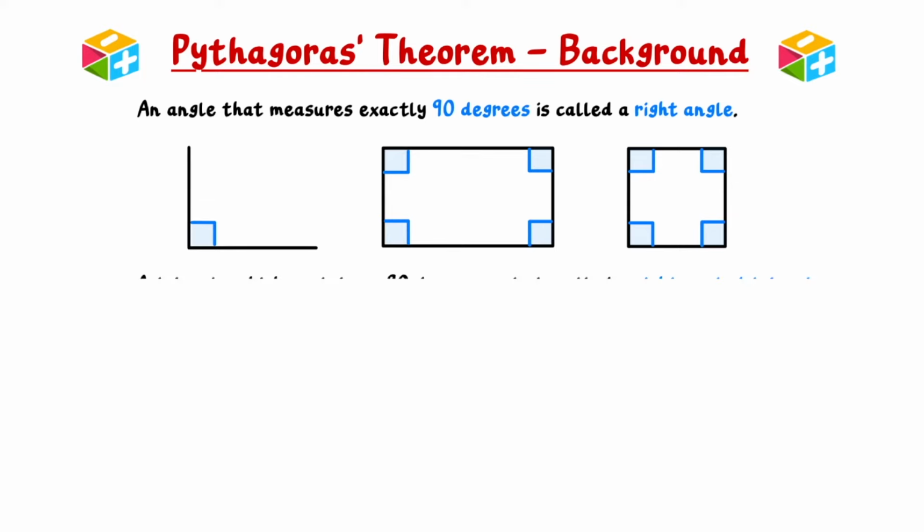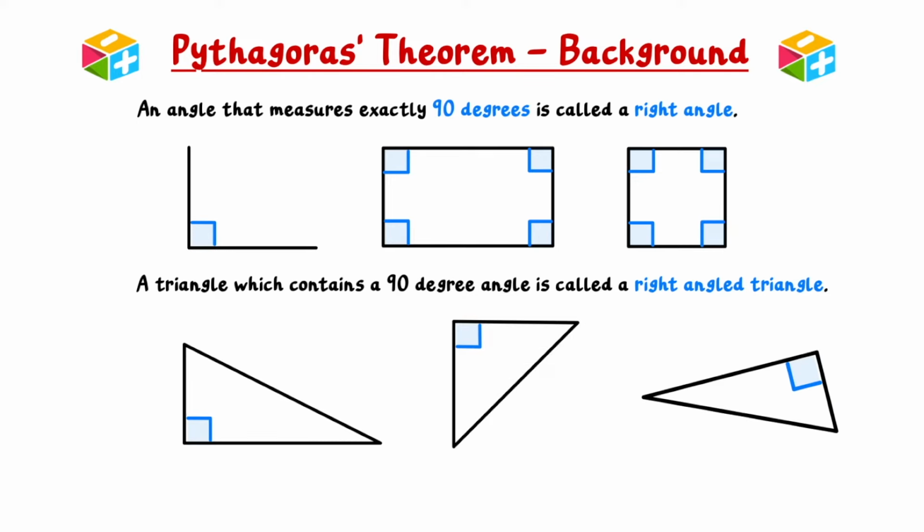Building on this definition, a triangle which contains a 90-degree angle is called a right angle triangle. When applying Pythagoras' theorem, it's crucial to confirm that we're working with a right angle triangle, as the theorem exclusively applies to this situation. If the triangle is not right angled, then Pythagoras' theorem cannot be used.